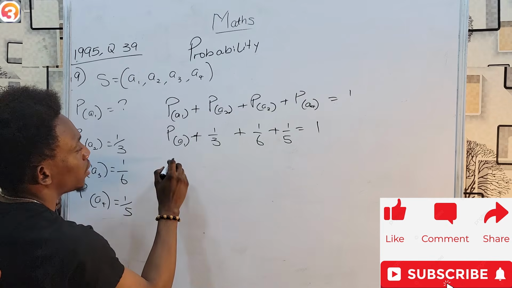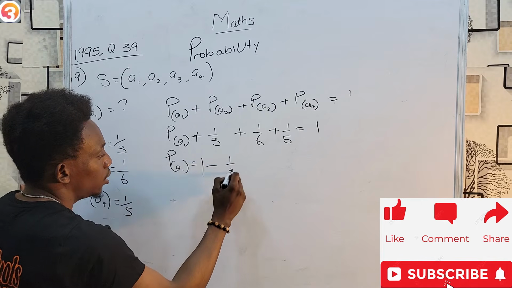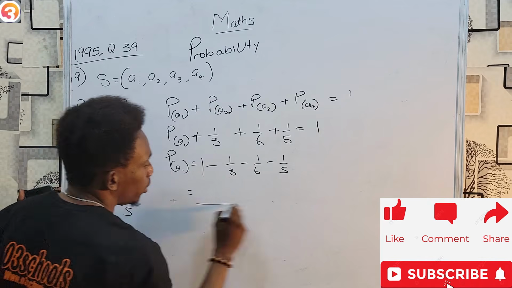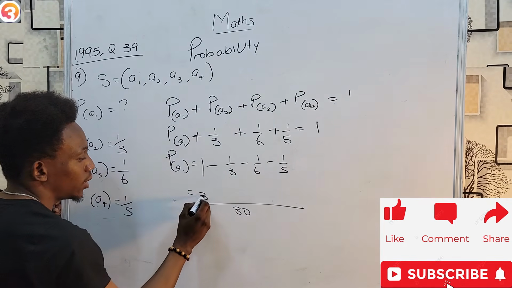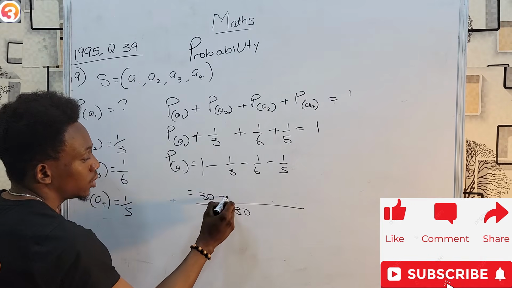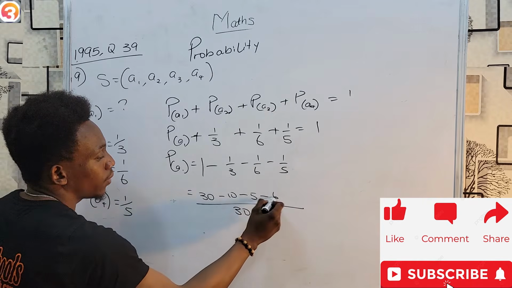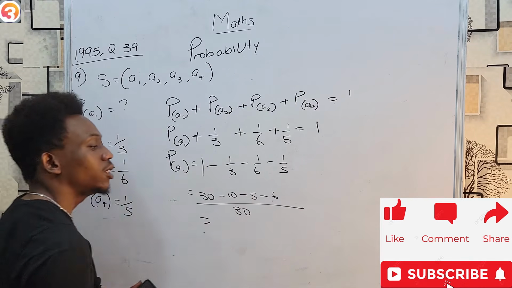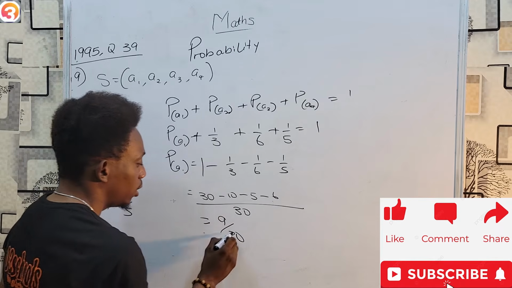Let's send all of them to the left hand side. The probability of A1 becomes 1 minus 1 over 3 minus 1 over 6 minus 1 over 5. Well, what's my LCM? LCM will be 30. 30 times 1 is 30. 30 into 3 is 10. 30 into 6 is 5. And 30 into 5 is 6. Let's subtract. 30 minus 10 is 20. 20 minus 5 is 15. And 15 minus 6 is 9 over 30.